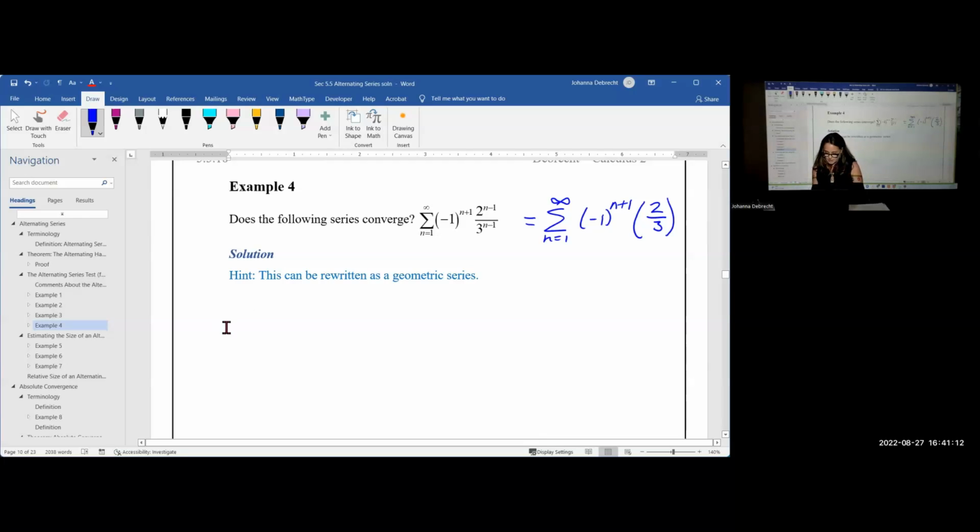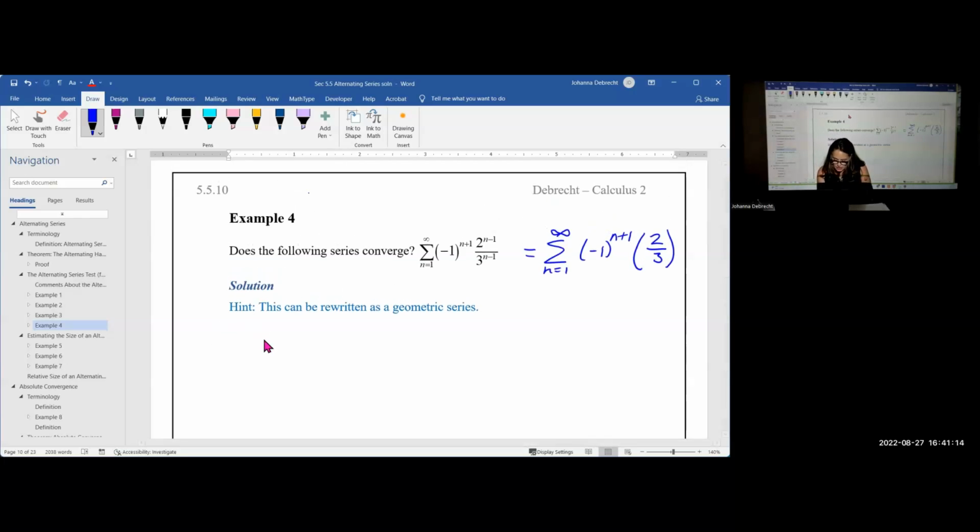In other words, I think I need to probably show you that. I have 2 to the n plus 1 over 3 to the n minus 1. I can rewrite this one as 2 to the second times 2 to the n minus 1 over 3 to the n minus 1. Notice that you're allowed to do that.